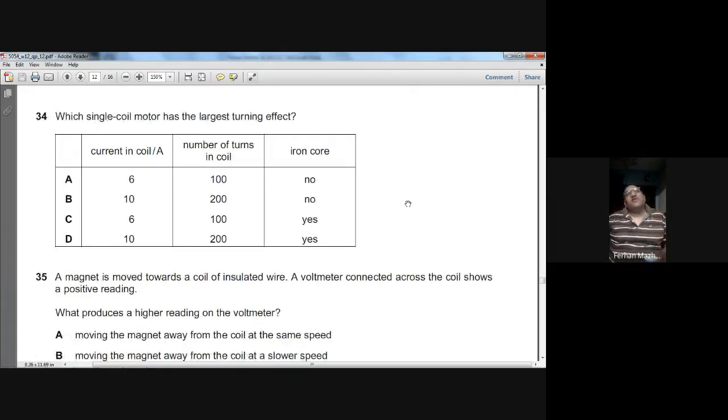Okay, question number 34 is on your screen. Which single coil motor has the largest turning effect? That motor will have the largest turning effect. Who has the largest number of turns? Who has the largest amount of current? And who has an iron core in it? So it looks like D is the answer for question number 34, which has a current of 10 ampere. It has 200 turns of coil and it has an iron core in it. So it will have the largest turning effect. So question number 34, D is the option.